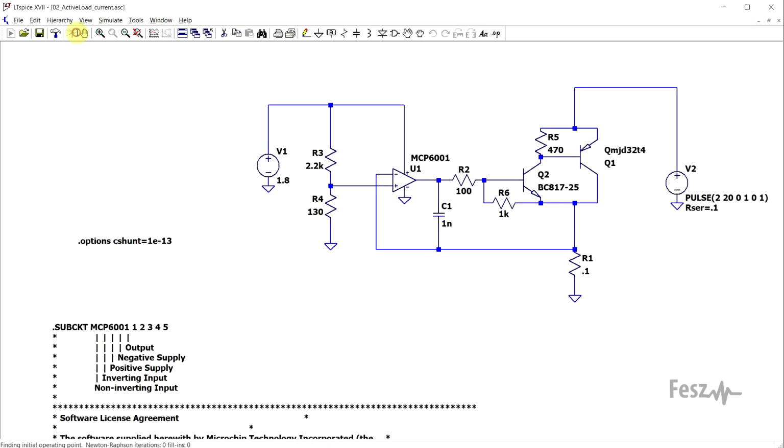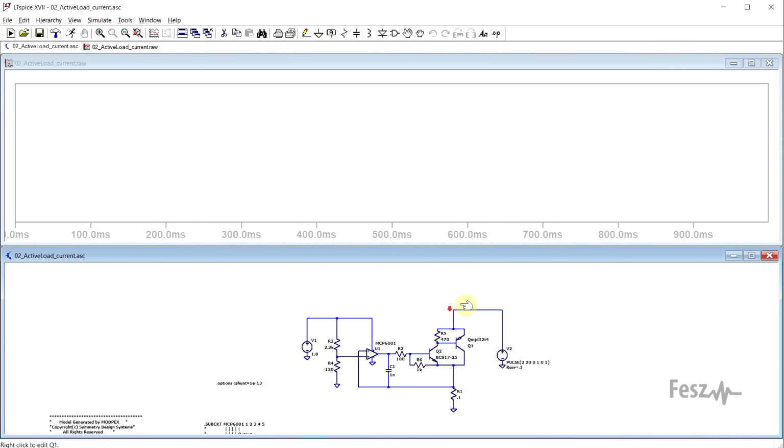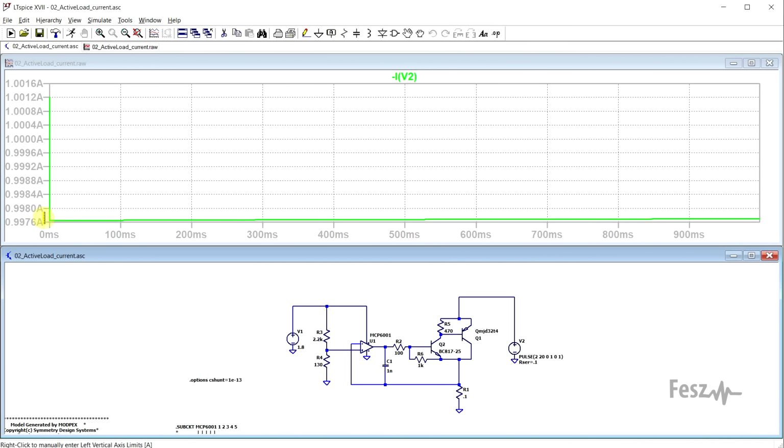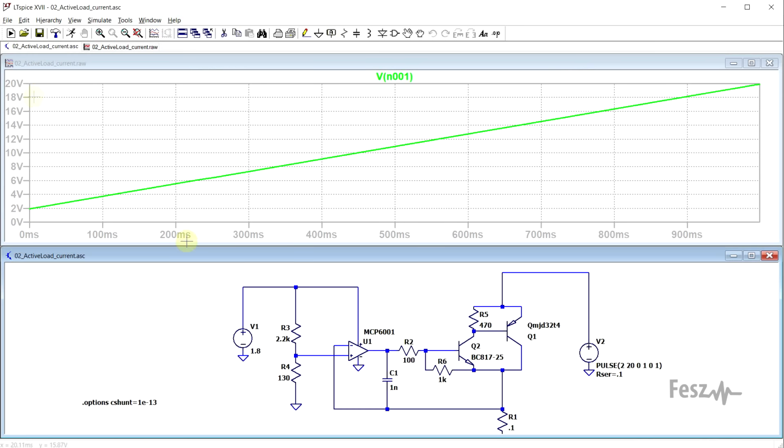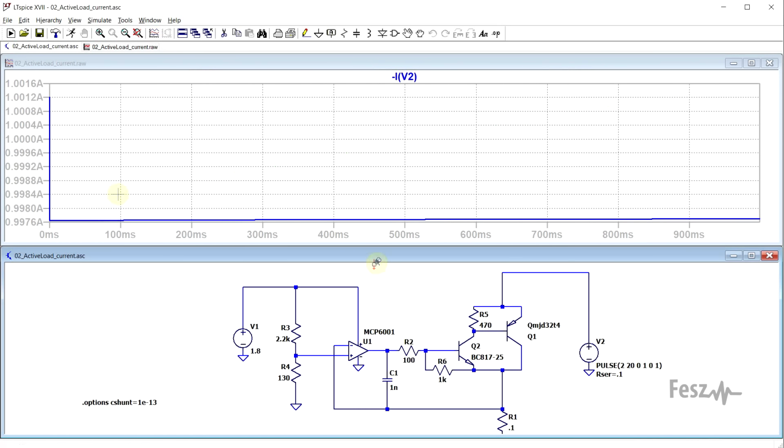So if we first check our constant current load, we can see that it is stabilizing the current at the 1 ampere point, so the output of the op-amp is well within its normal operating range. And even though the voltage does change from 2 up to 20 volts, the current changes by a very small amount.